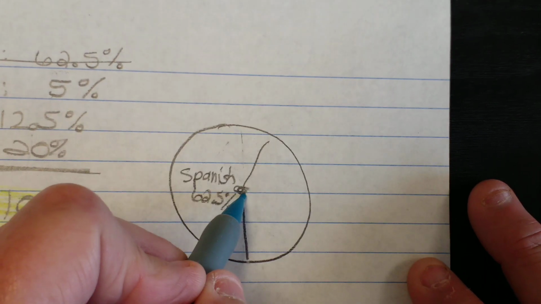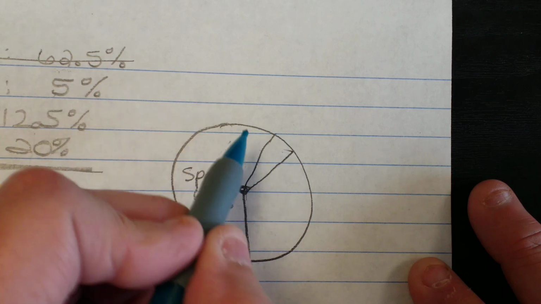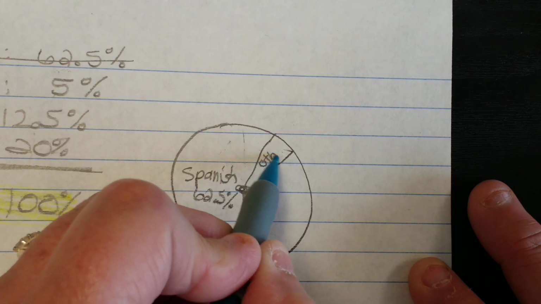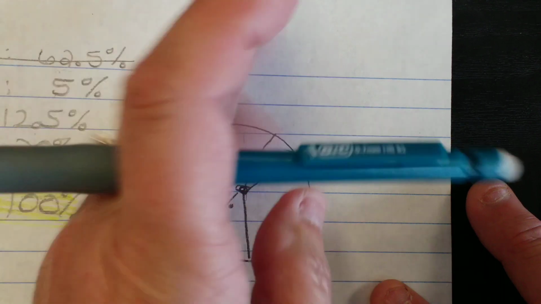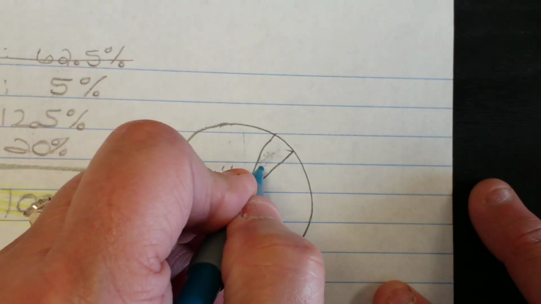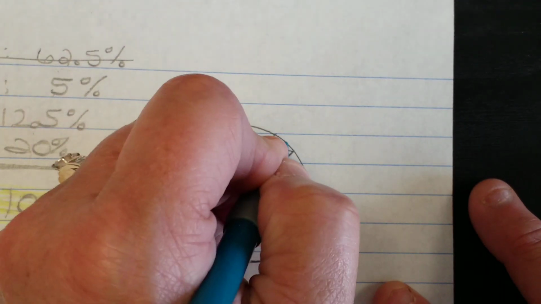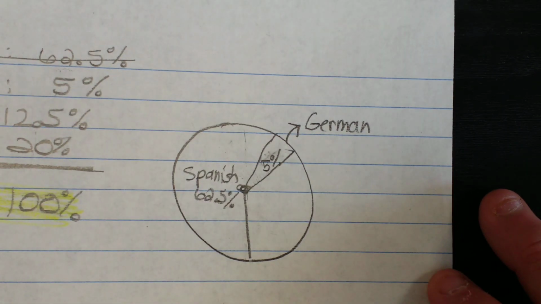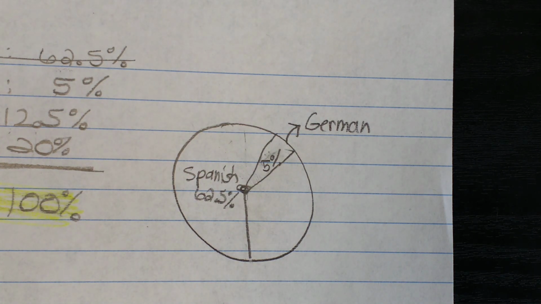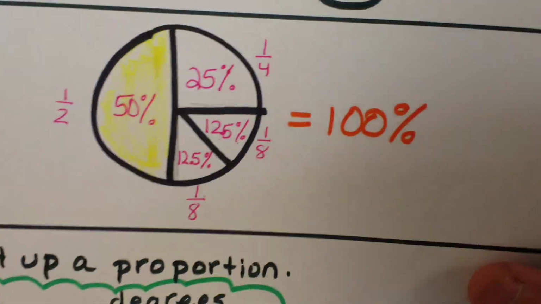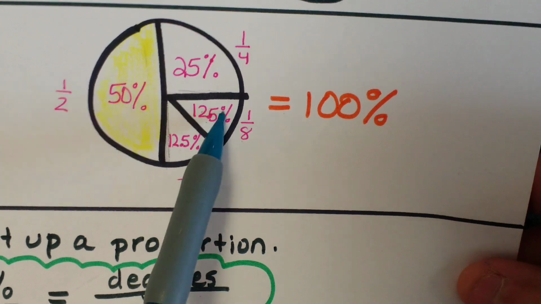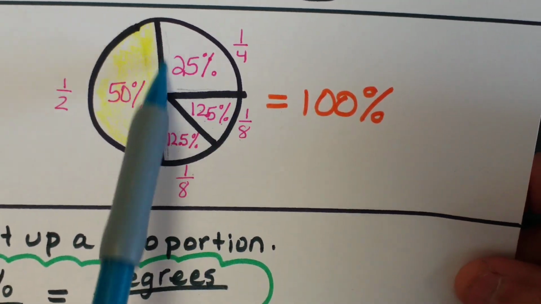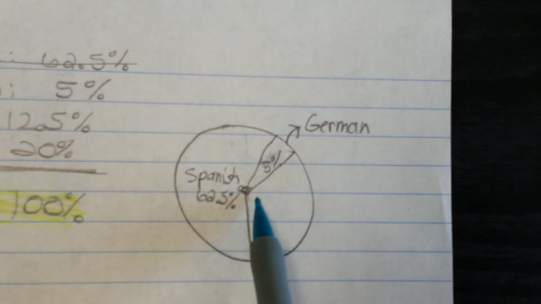5% is something super tiny, so I'm going to go 5%. And I'm going to label that 5%, was it German? So I'm going to squeeze in here 5%. But out here, I'm going to write German. I don't have enough room on the inside. All right, 12.5%. We actually have a 12.5% in your notes, I think. The 12.5% in notes, if you go back to this, 12.5% is half of a quarter. So a quarter looks like this, right?